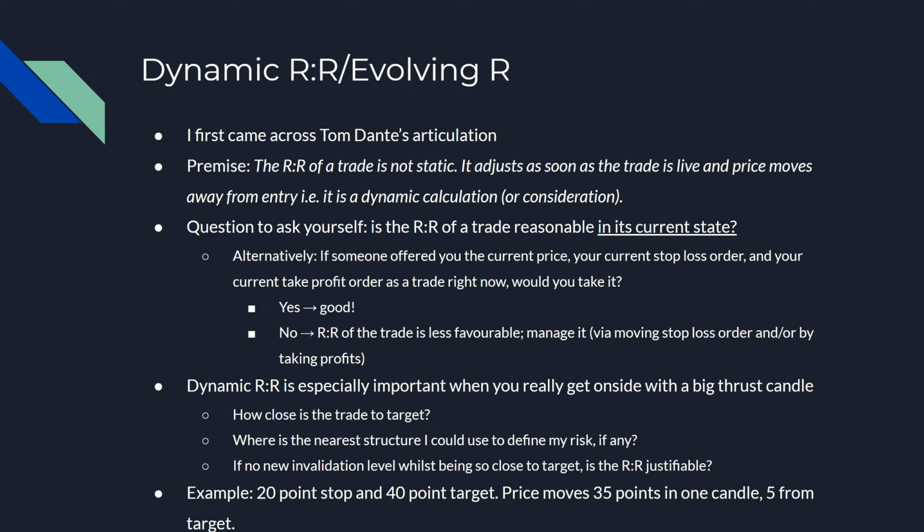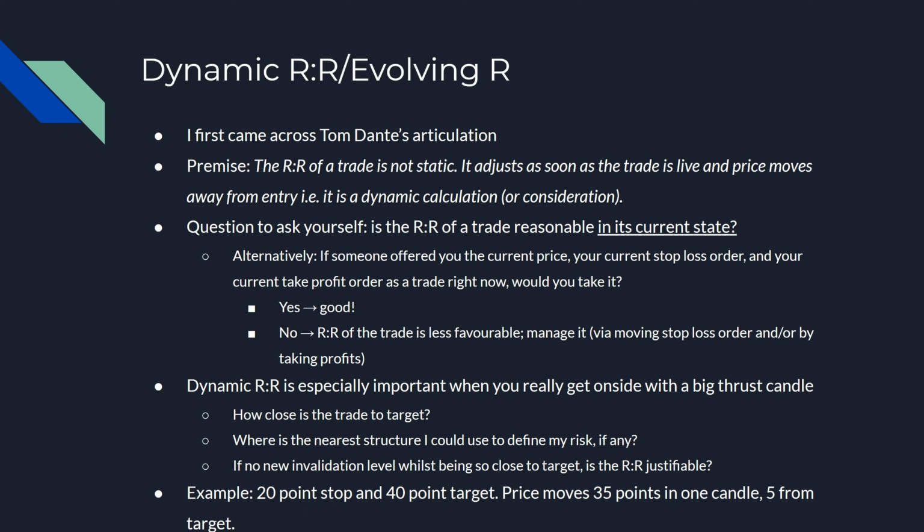And here's another example you could kind of draw yourself. I sort of did a different one on TradingView, but 20-point stop, 40-point target, price moves 35 points in one candle, 5 from target, right? So at that point, you can see the change in the risk reward, given it's dynamic. It's gone from a 2R trade, and then suddenly you are risking the entire position for an extra 5 points of profit, at which point that is unreasonable.